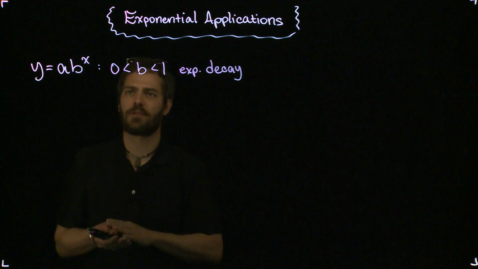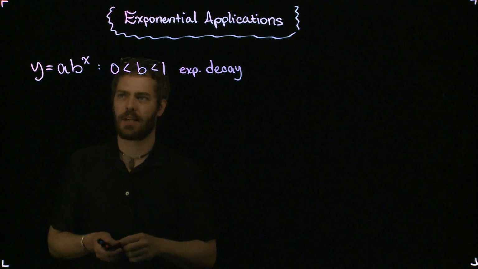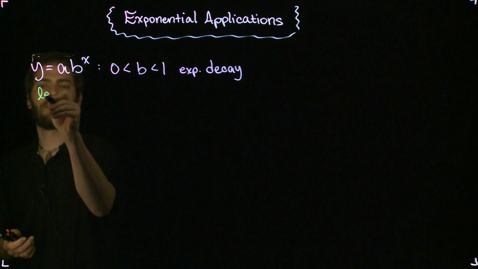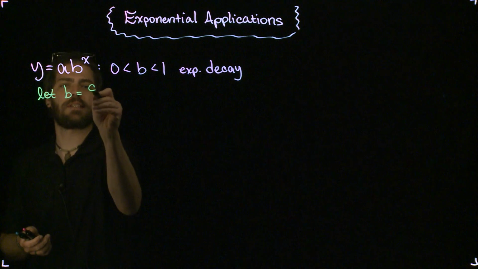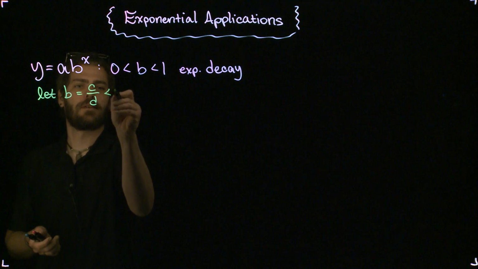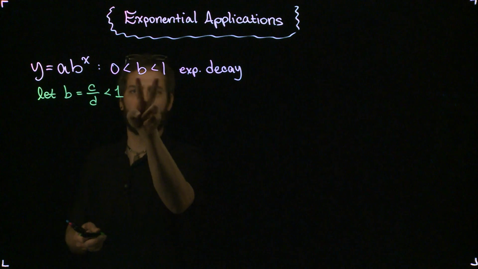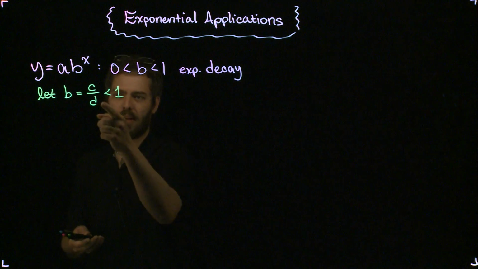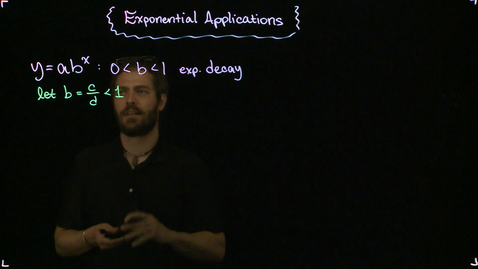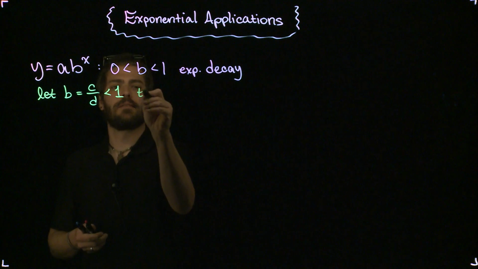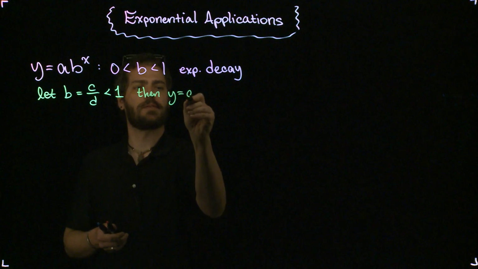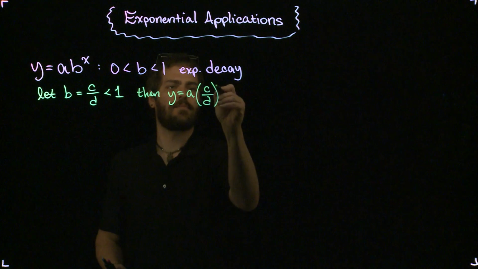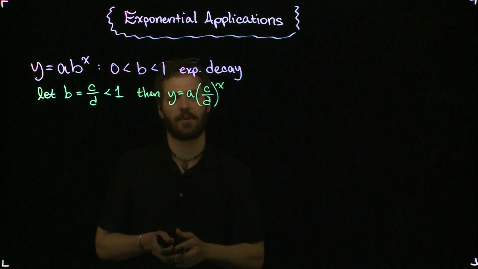And I wanted to compare this to, what if we had a negative exponent there for exponential decay? Can we do that? So consider this form, and we're going to say, let b equal c over d, which is less than 1. So essentially, I'm just fitting it into here. C over d is a fraction, so I'm just calling it a fraction. C is smaller than d because it's less than 1. Then this form looks like y equals a times c over d to the x. And there's our fraction a little bit more explicitly.